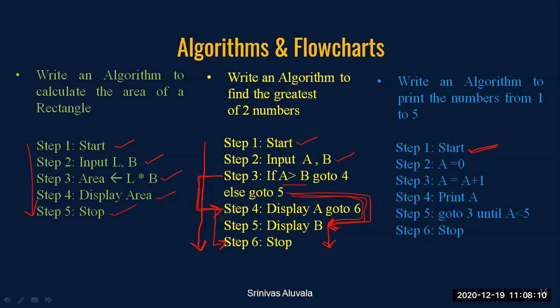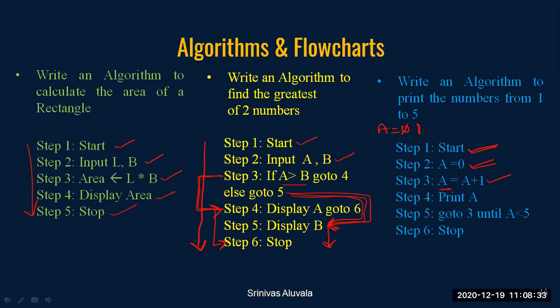Start, and a equal to 0. I made an input and that input is equal to 0. Then I said a equal to a plus 1, so the a value becomes 1. I can explain it here. Initially the a value is 0. When I said a plus 1, my a value has become 1.